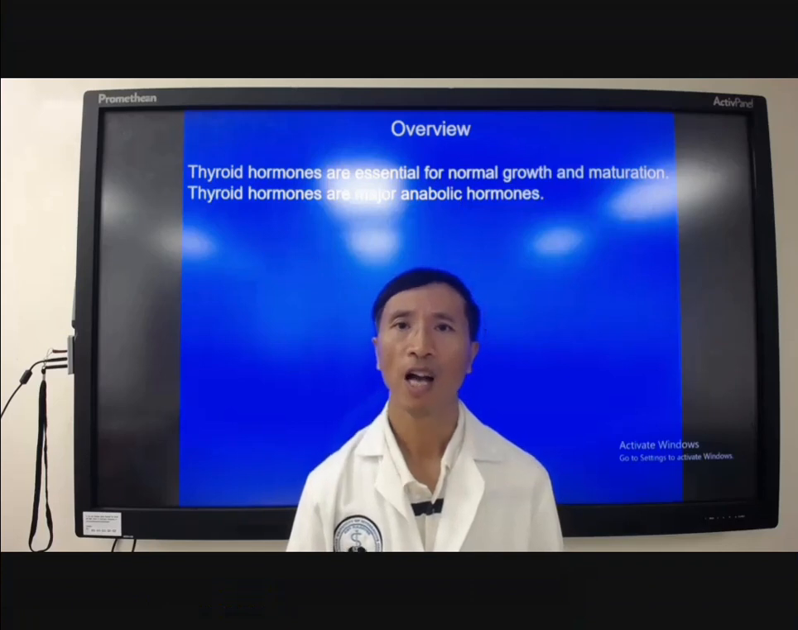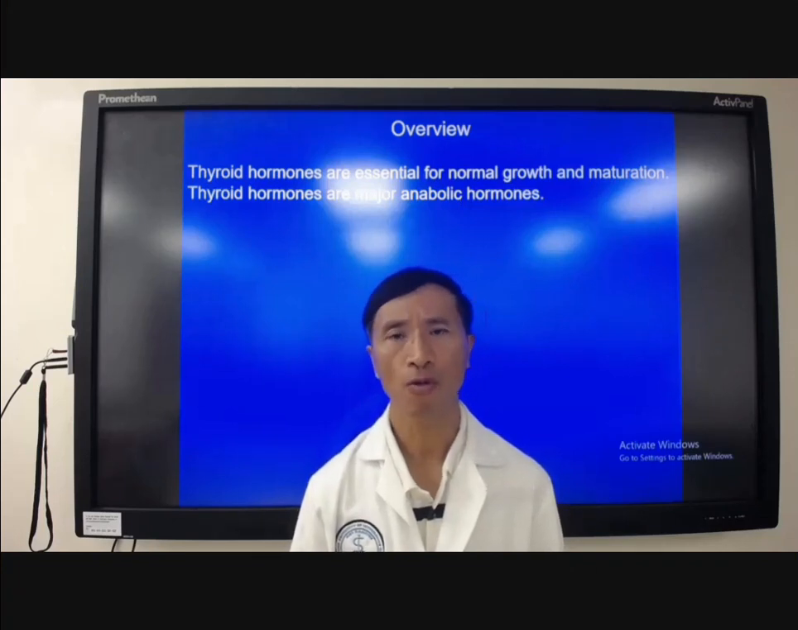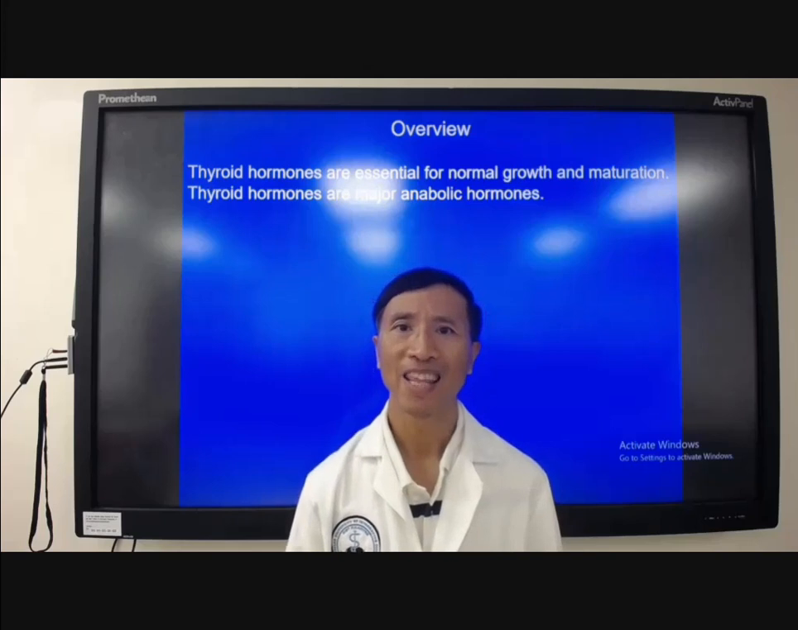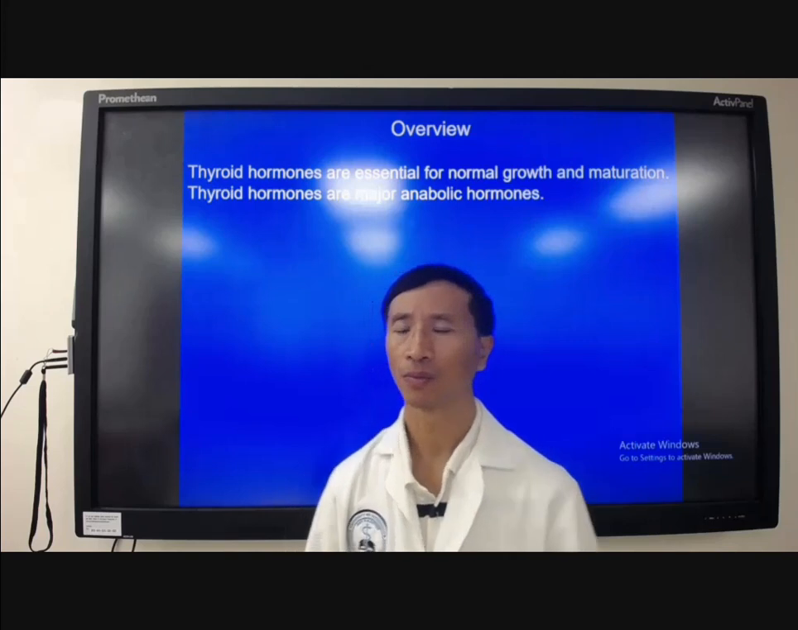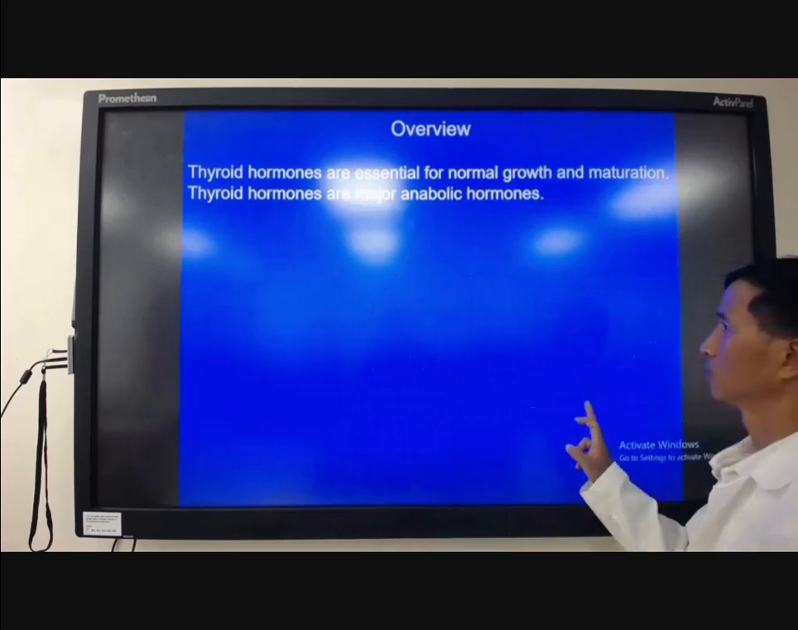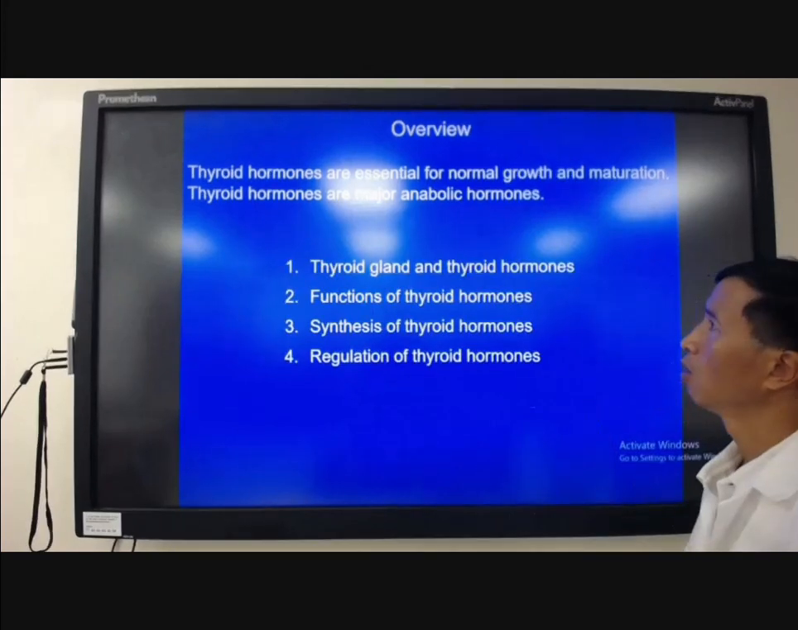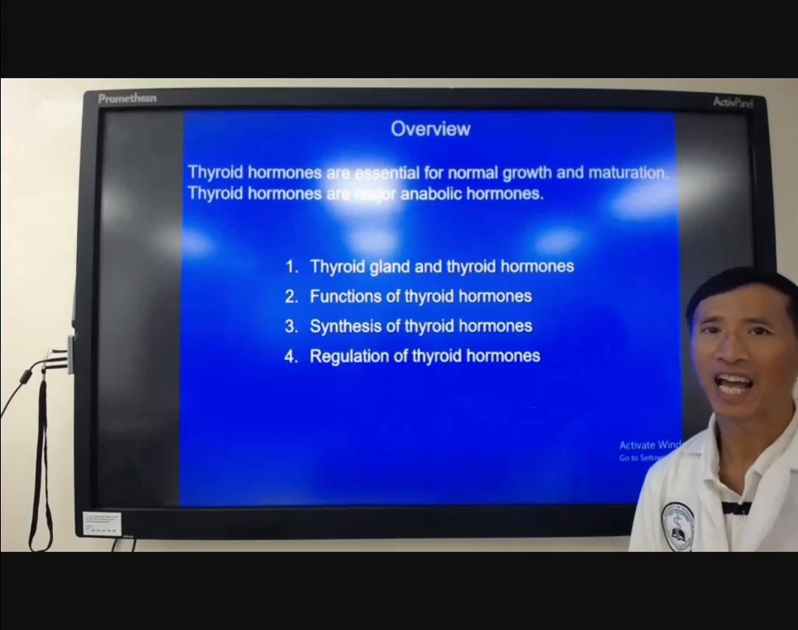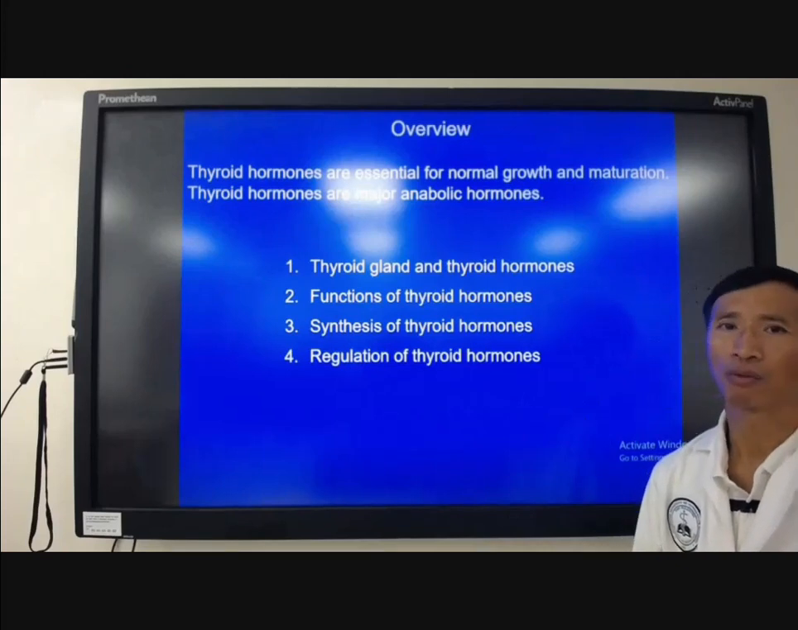Thyroid hormones are essential for normal growth and maturation. They are major anabolic hormones. Today, we will cover 4 topics. First, we will look at thyroid glands and thyroid hormones.